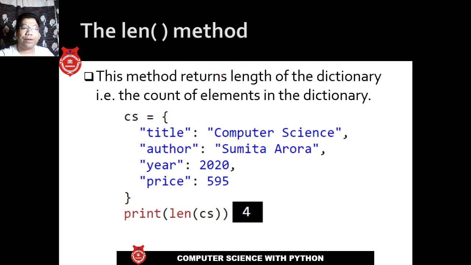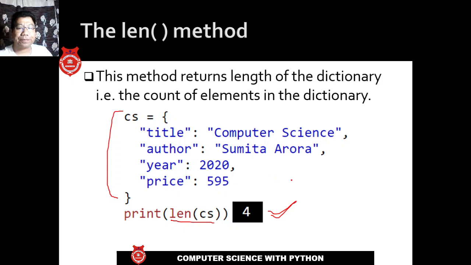Firstly, the len method. This len method returns the length of the dictionary. That means how many elements are there in the dictionary. It will display the count of the elements. Let us take the same example of the CS dictionary. If I want to print the length, we will get 4. The reason we get 4 is that there are 4 entries, for example title, author, year, price. So the len method returns the number of entries.